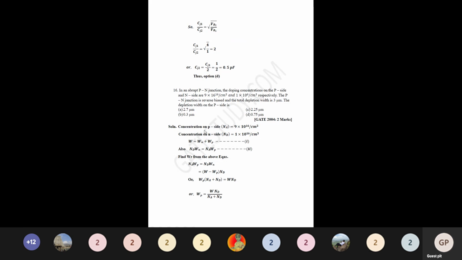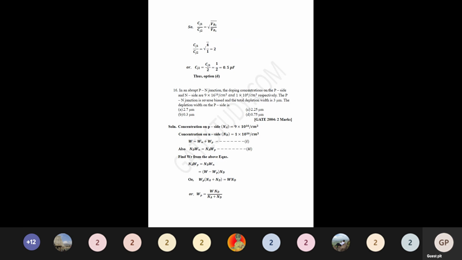Next, in an abrupt PN junction, the doping concentrations on the P side and N side are 9 into 10 to the power 16 per centimeter cube and 1 into 10 to the power 16 per centimeter cube respectively. The PN junction is reverse biased and the total depletion width is 3 micrometer. The depletion width on the P side is, options are 2.7 micrometer, 0.3 micrometer, 2.25 micrometer and 0.75 micrometer.